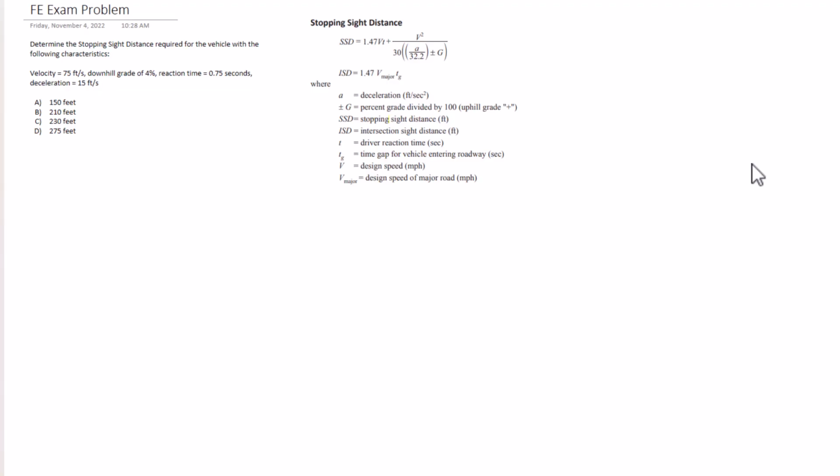Hello test takers, welcome back to Exam Prep Solutions, and today we're taking a look at a transportation problem. We're going over stopping sight distance.